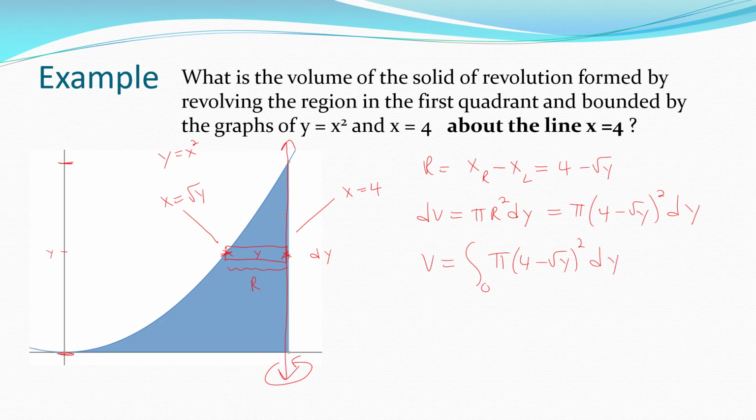To find the upper bound, notice that this y value corresponds to what happens when you take this point and compress it or project it upon the y-axis. So the y-coordinate of that point is the y value I need. The x value is 4, because it's on the line x equals 4, but it's also on the line y equals x squared, so the y-coordinate is 16. So the integration goes from 0 to 16.